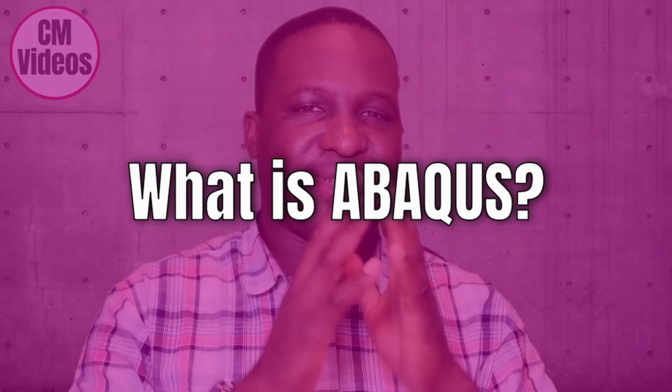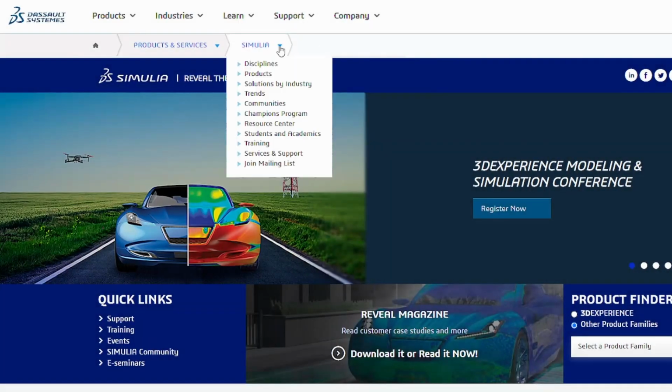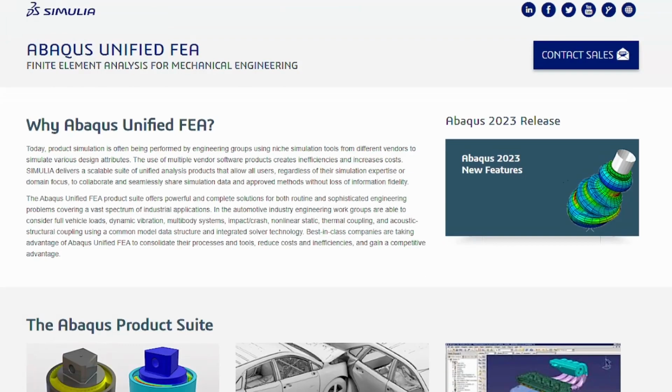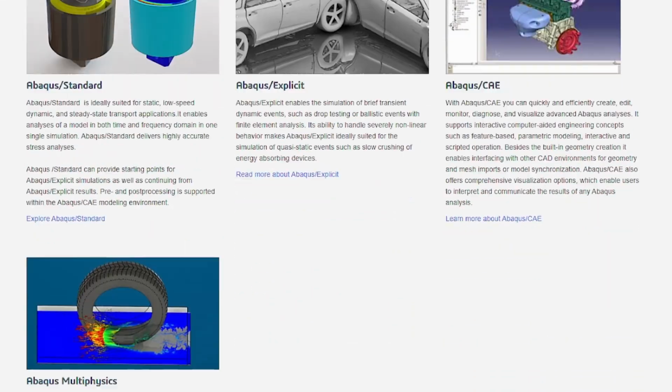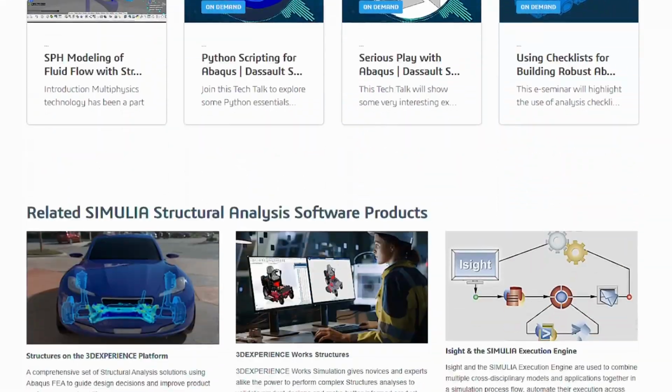So the first thing is, what is ABAQUS? ABAQUS is basically a finite element solver that is marketed by this company called Simulia. It's one of the most popular finite element solvers out there, and a lot of times students use them to do very interesting computational modeling approaches. If you are regular on this channel, you would have seen that most of my videos are made essentially using ABAQUS. The idea here is not to say bad things about ABAQUS, but just to point out the strong points and the weaknesses of this solver so that you'll be aware.